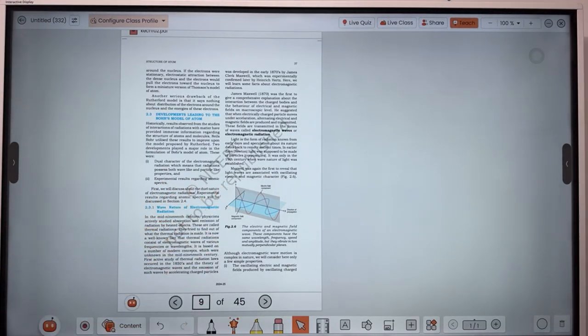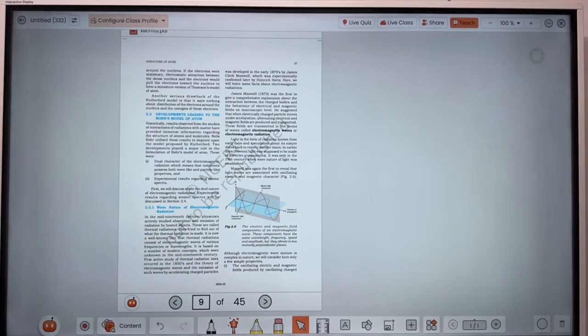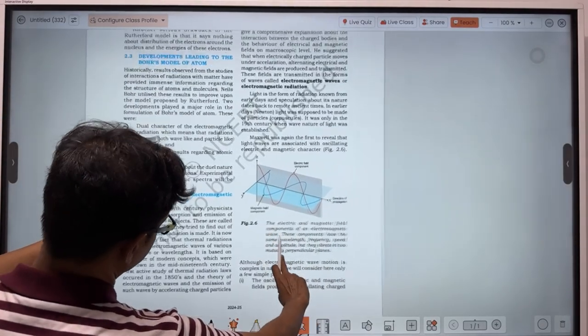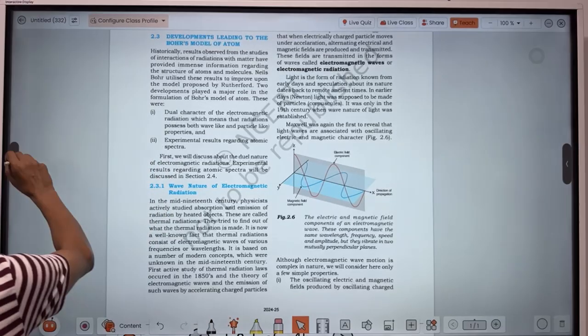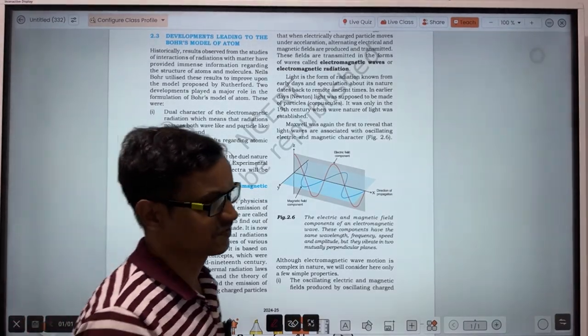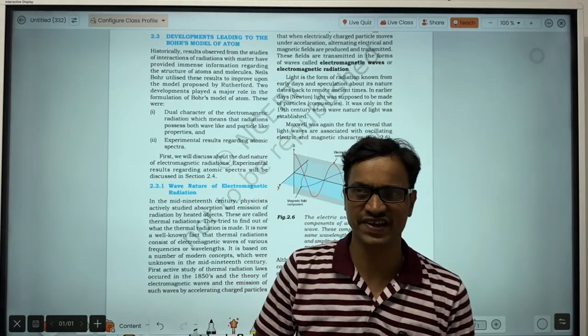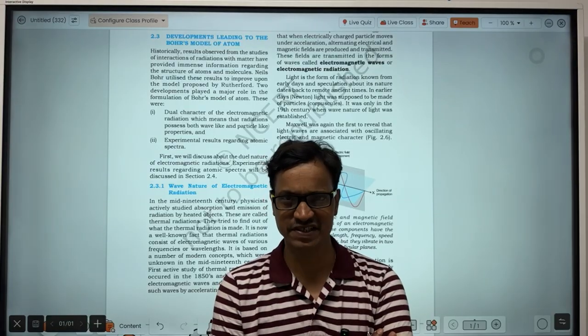Here are the developments leading to Bohr's model of the atom. One is the wave nature of electromagnetic radiation. First, what is a wave? A wave is actually a disturbance. That means everything is in a stationary state, and wave means there will be a disturbance.